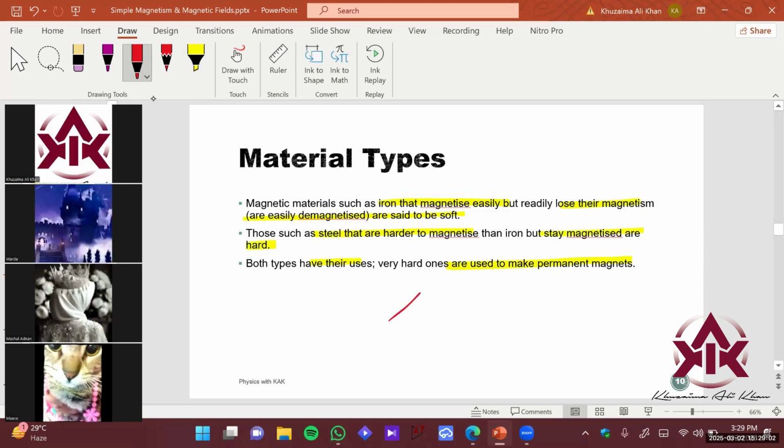You have now two types here: hard and soft. These hard ones are also called permanent magnets.